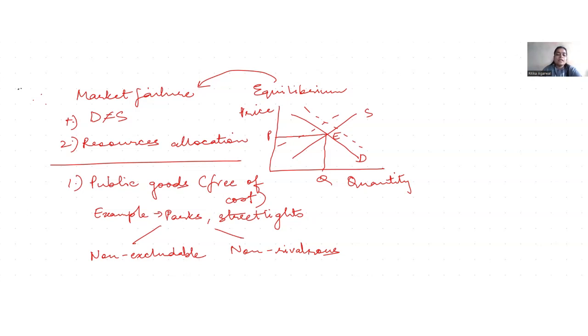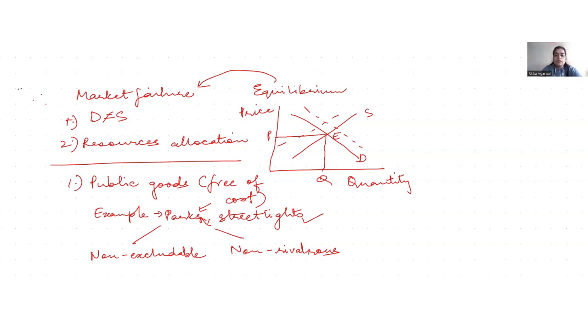That means each and every person in a particular economy can use that particular good. So suppose Shaurya is using street lights or is going to a certain park, then Ashish can also visit that park. Nobody will stop him or her, right? So non-excludable means that each and every person can use all the goods that are provided free of cost by the government, which are called public goods.